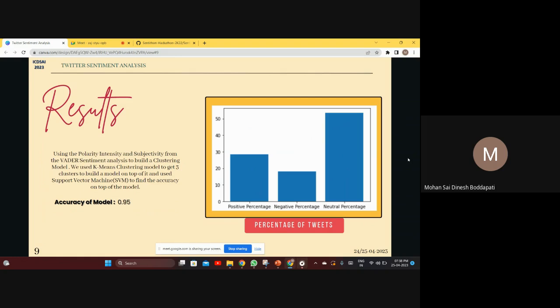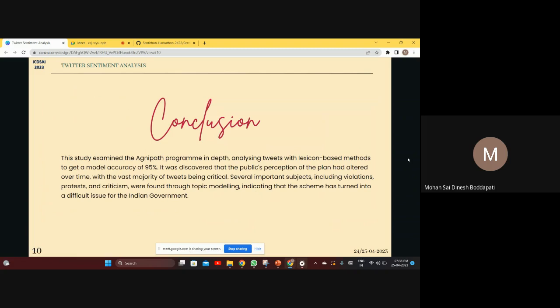So we got an accuracy of 0.95, and we can see the trends of our data, the percentages of negative, neutral, and positive tweets. The main conclusion is that we got 95% accuracy. The study also determined that in June 2022 the Agnipath scheme was not well known to the general public because it was launched in May or June 2022 by the government of India. As of December 2022, there has been a noteworthy change in public opinion towards the program. Many soldiers are against this program, and the negative impact has been drawn to the government of India for the 4 years and temporary engagement of the soldiers.